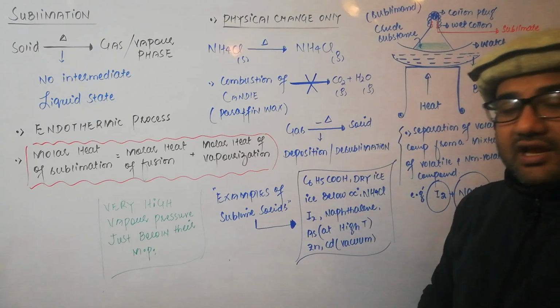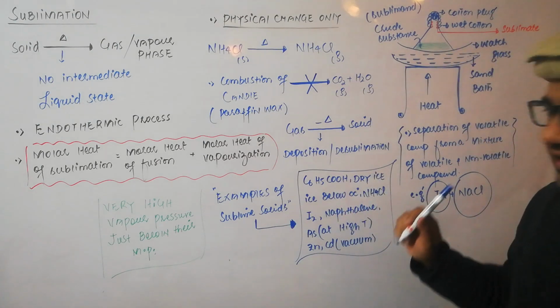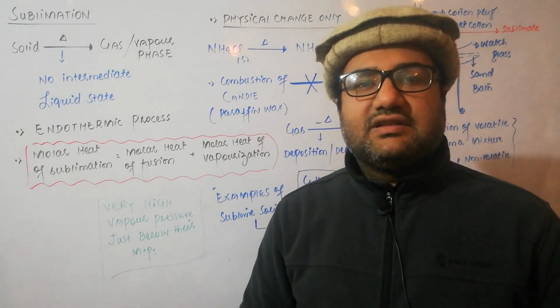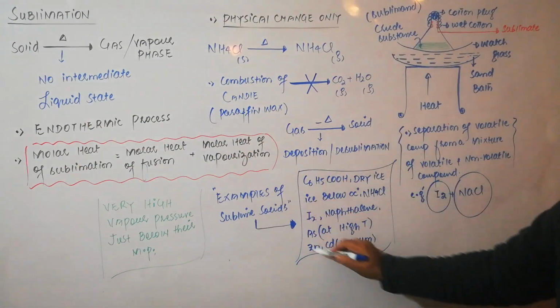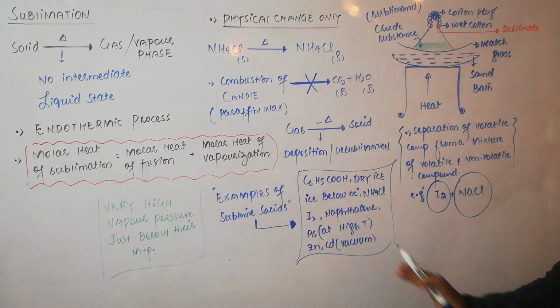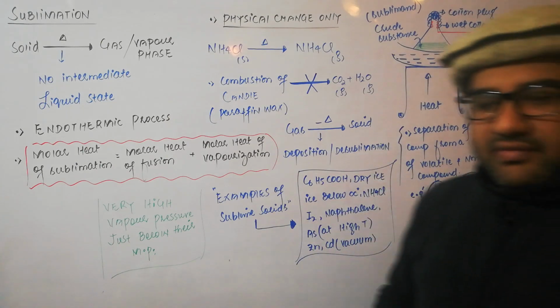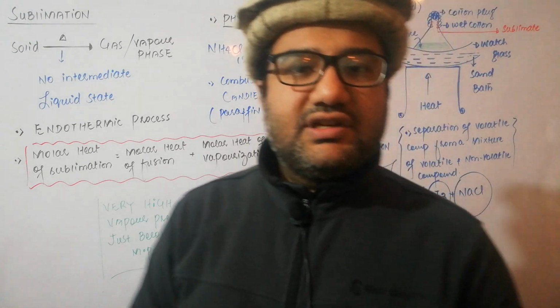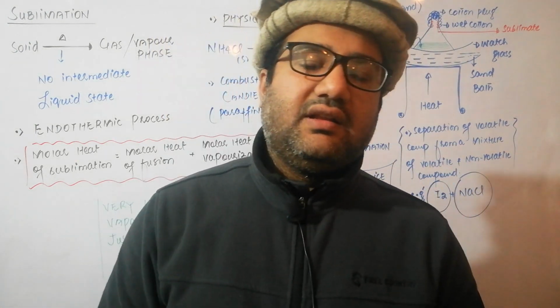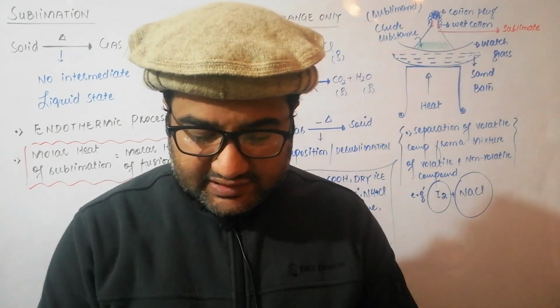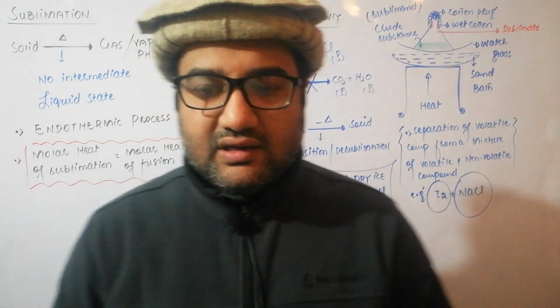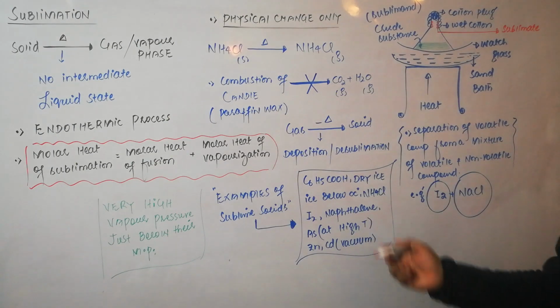And if you have a mixture of benzoic acid and dry ice, then you cannot separate it by sublimation because both will sublime. So a mixture of any of these two cannot be separated by sublimation. And a mixture of two solutes that are both non-volatile can also not be separated by sublimation. So sublimation is important for separation. It is a separation technique.